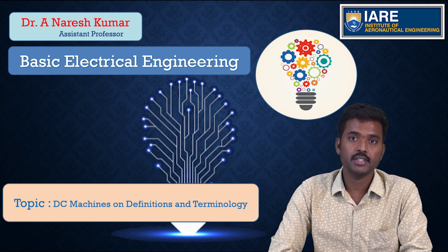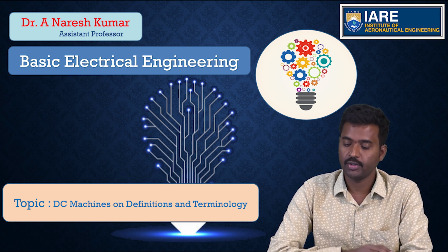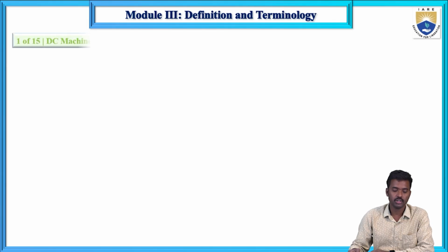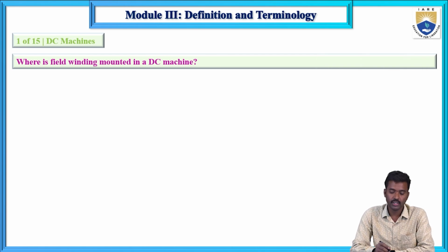That means in DC machines, we are going to discuss definitions and terminology in this video lecture. So here there are a total of 15 definitions. First one: where is the field winding mounted in the DC machine? The field winding is wound on the field pole core.